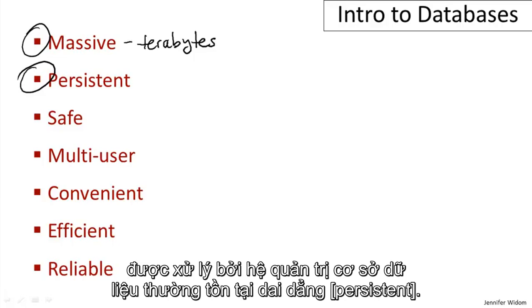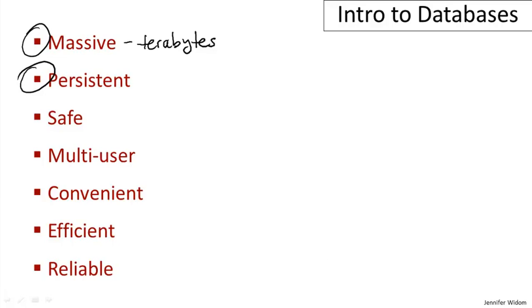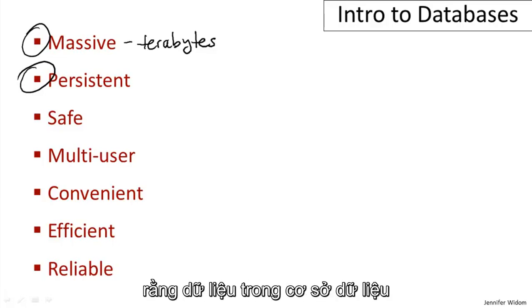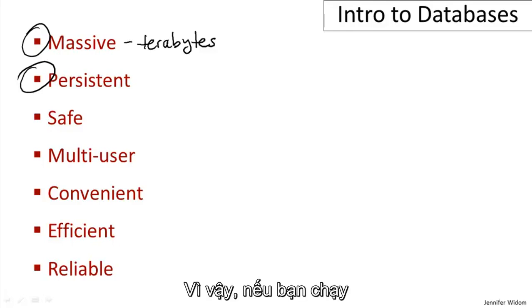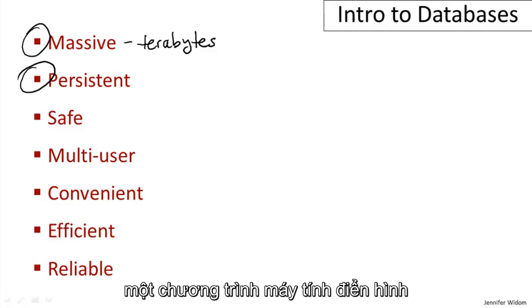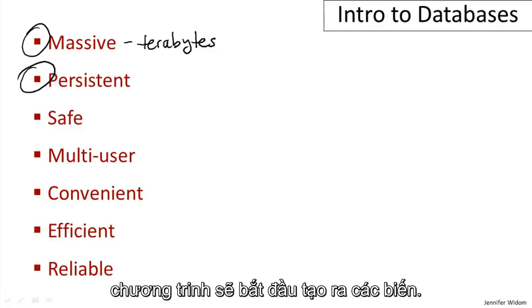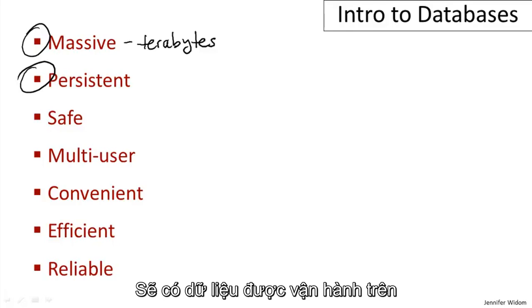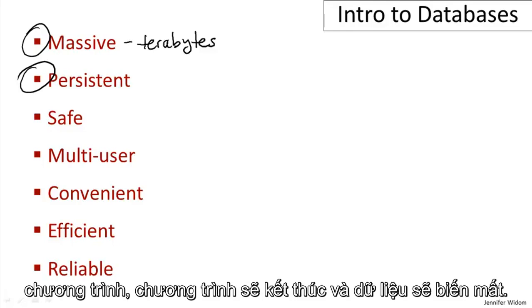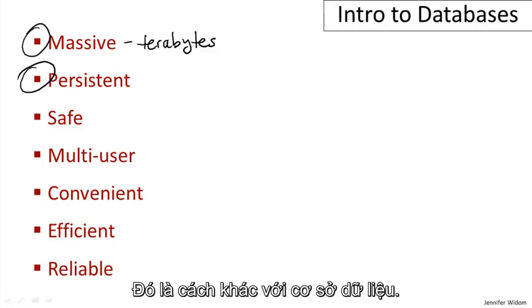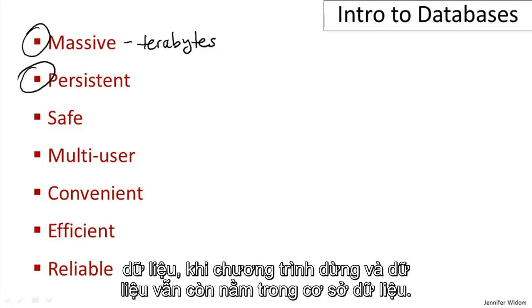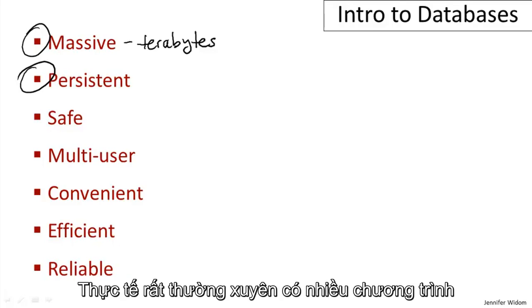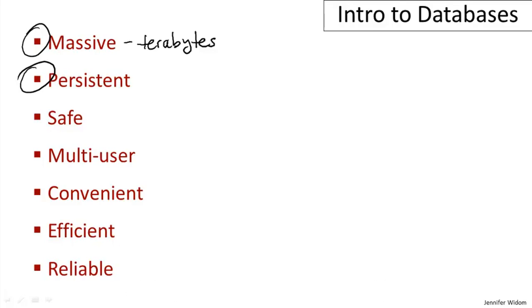Secondly, the data that's handled by database management systems is typically persistent. And what I mean by that is that the data in the database outlives the programs that execute on that data. So if you run a typical computer program, the program will start, the variables will be created, there will be data that's operated on, the program will finish, and the data will go away. It's sort of the other way with databases. The data is what sits there, and then the program will start up, will operate on the data, the program will stop, and the data will still be there. Very often, actually, multiple programs will be operating on the same data.